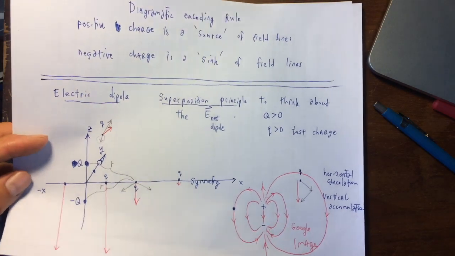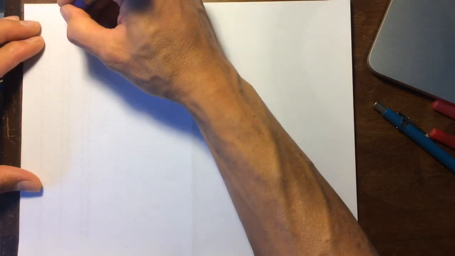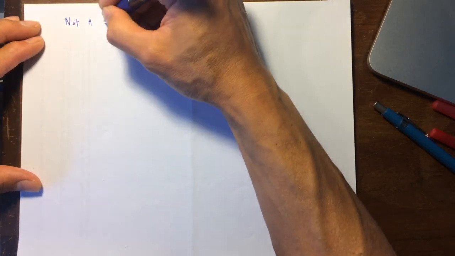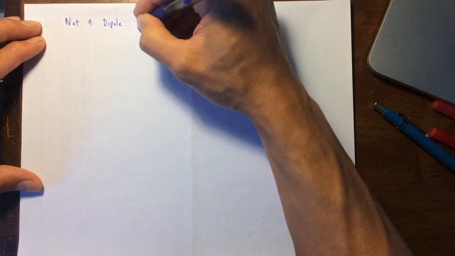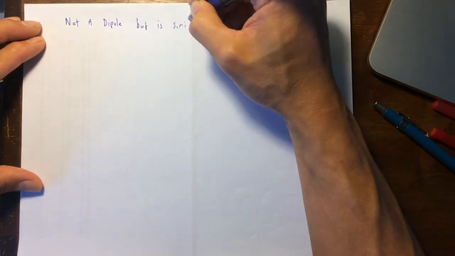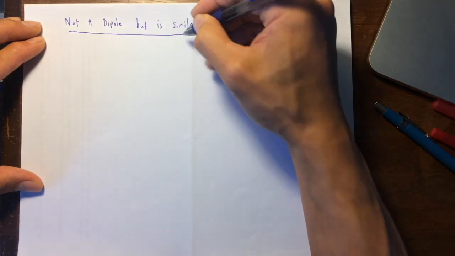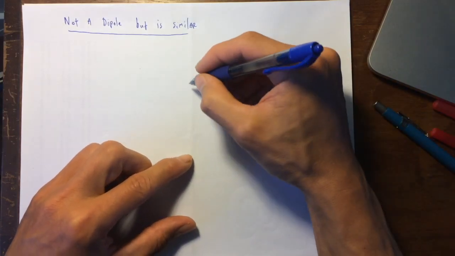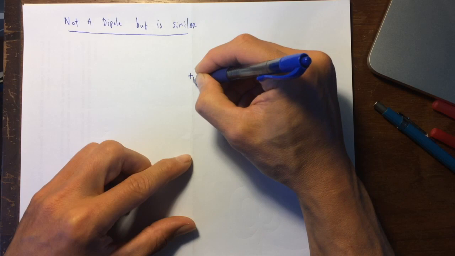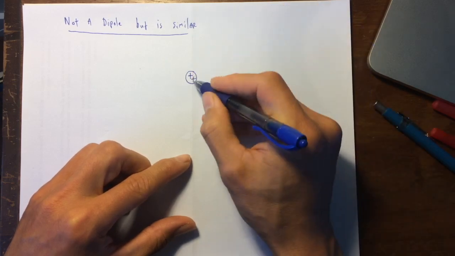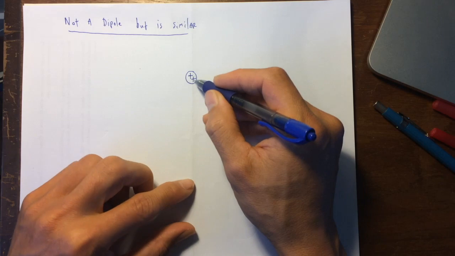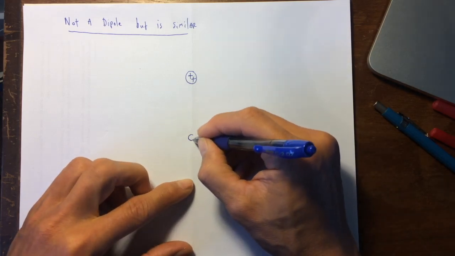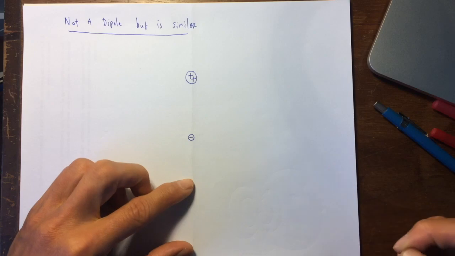But let me show you one last multiple point charge field line diagram. So the following thing is not strictly a dipole, but is similar. And it's interesting to wonder, how do you draw a field line diagram for it? So here's the thing I'm going to try to depict for you. Here is a doubly charged, so it's like a positive charge, and here instead is a negative charge, right?